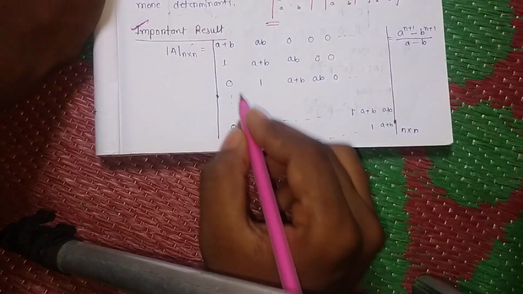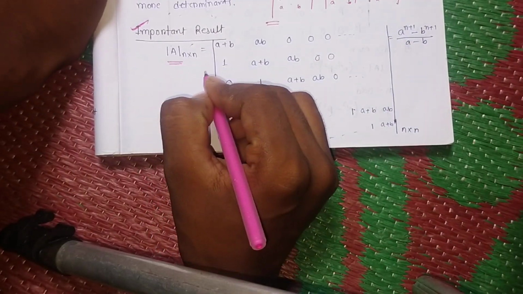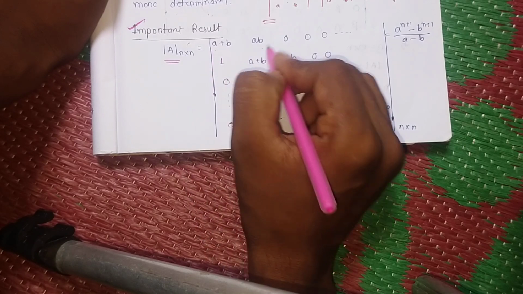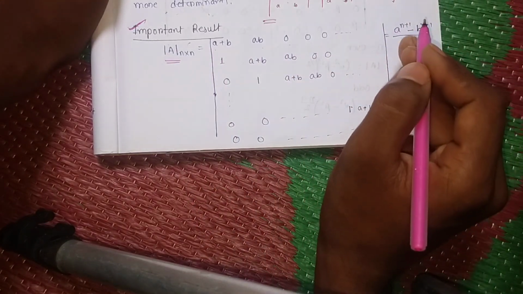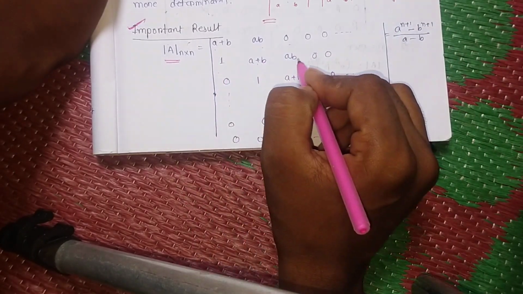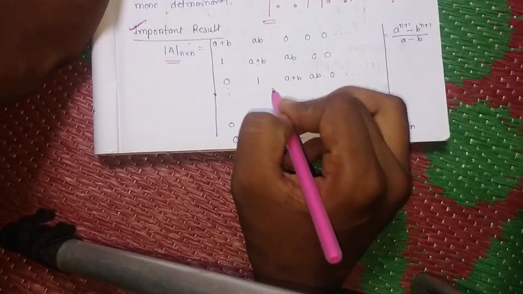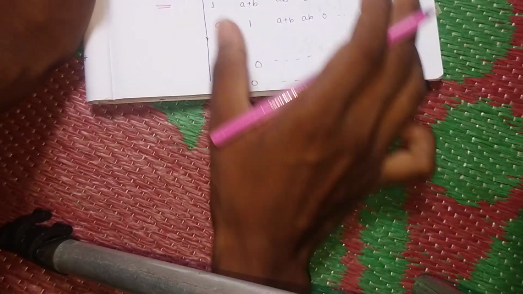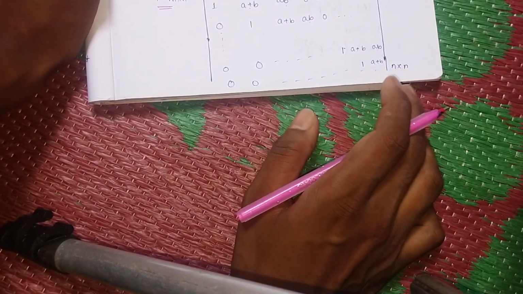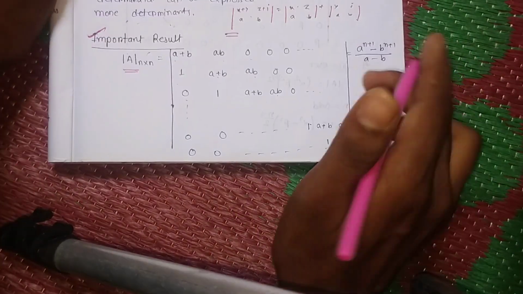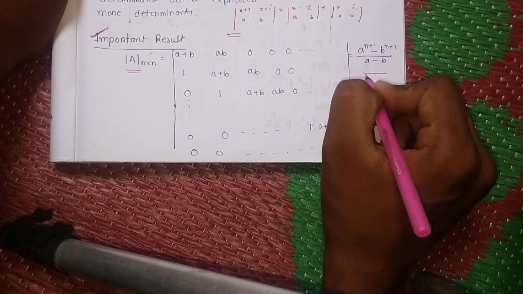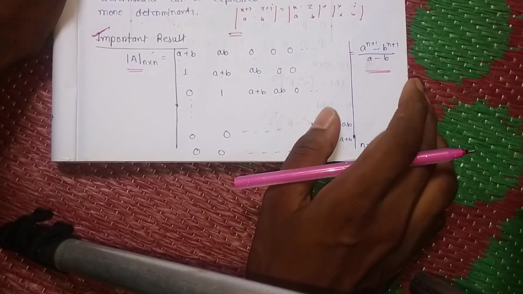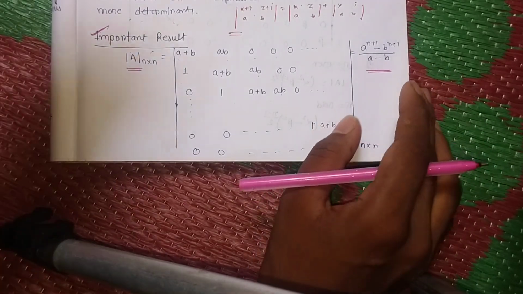First one: if A is an n cross n matrix, where the diagonal is A plus B, the entries above it are AB, and the entries below are 1, so A plus B, AB, 0, 0, and so on, then 1, A plus B, AB, 0, and so on. Now what is the determinant of this matrix? The answer is A to the power n plus 1 minus B to the power n plus 1, upon A minus B. Now you can ask how.